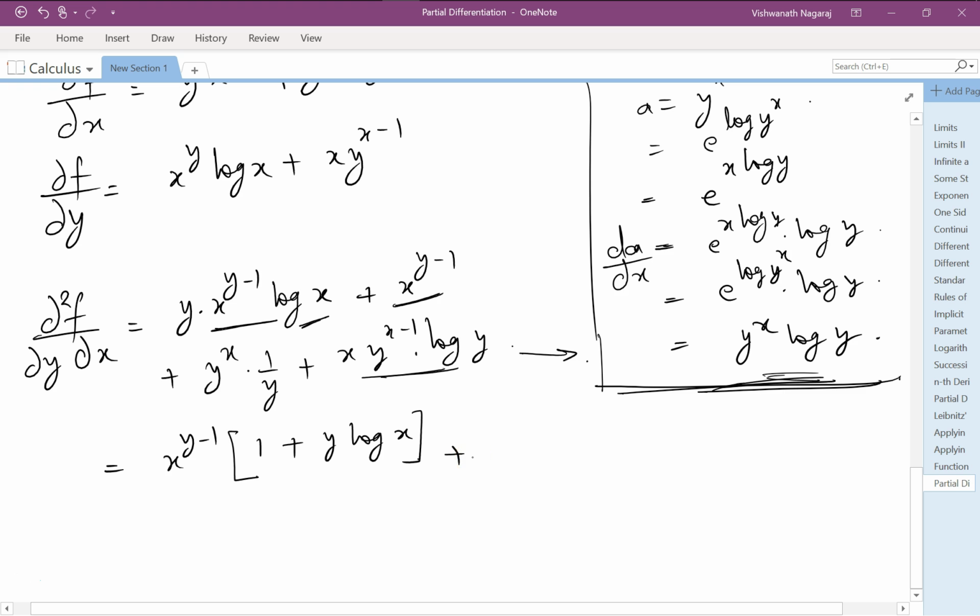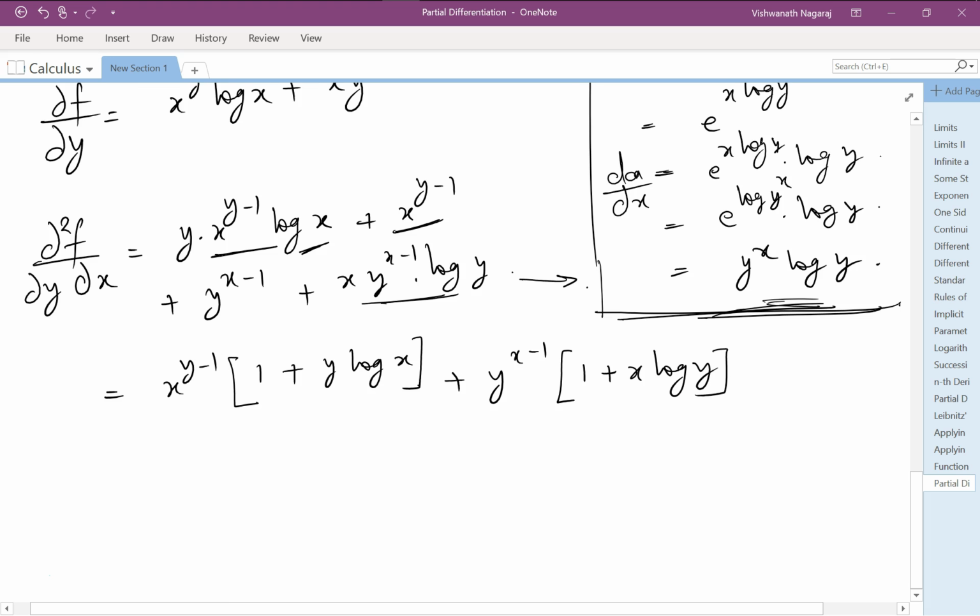Now what about the other two? y to the power of x minus 1. Here, if you notice, 1 by y can be written as y to the power of minus 1, which means it can be rewritten as y to the power of x minus 1, 1 plus x log y. So this is as far as differentiating dou f by dou x with respect to y.